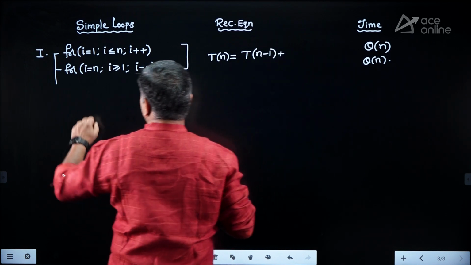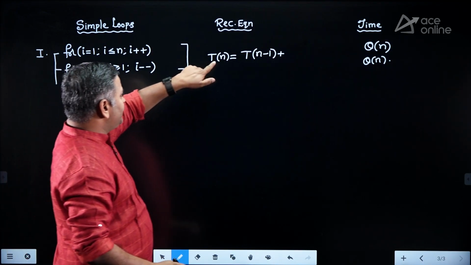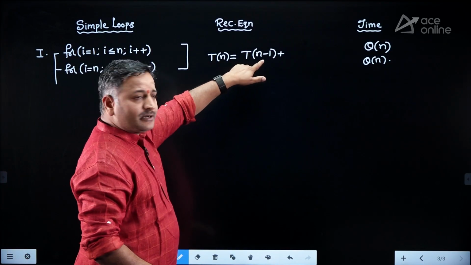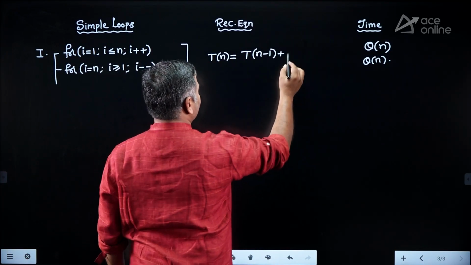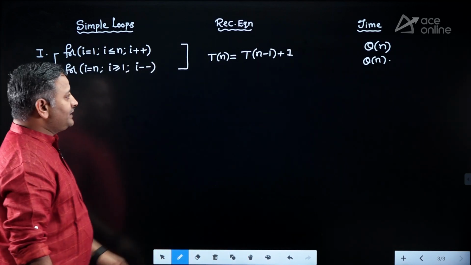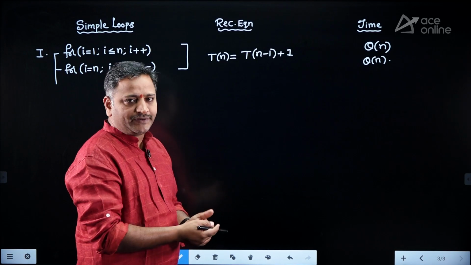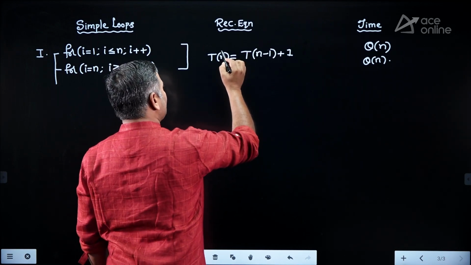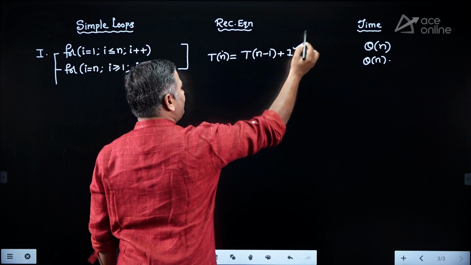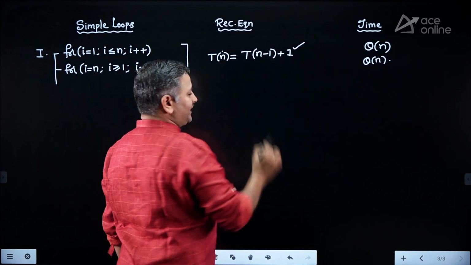plus, because it is starting from n, right? Initially it is starting from n, and every time it is decremented by 1. So, T of n minus 1 plus 1. What is this 1? This 1 indicates the first iteration, or you can say the number of function calls. When n is equal to n, how many function calls? 1 function call. After calling 1 time, the input value is reduced to T of n minus 1.